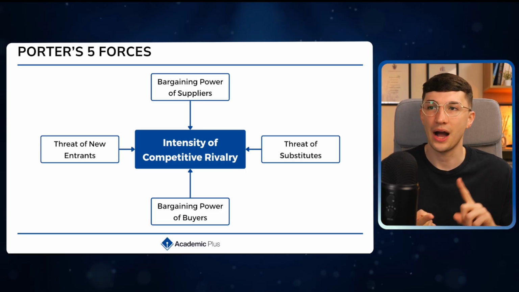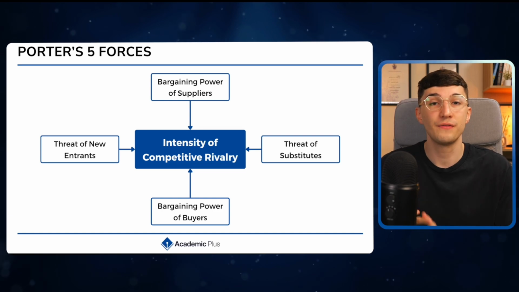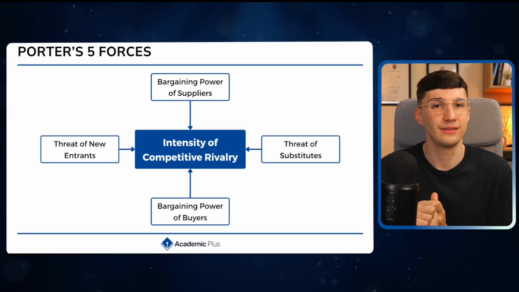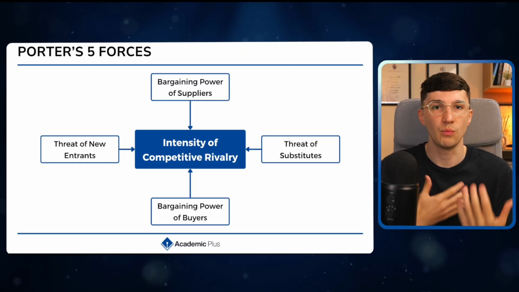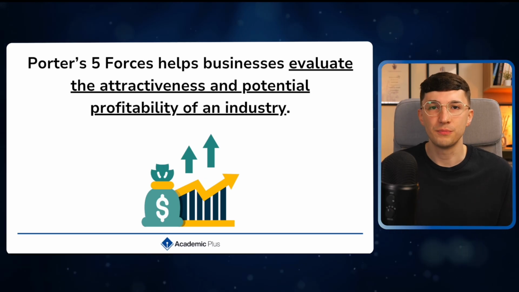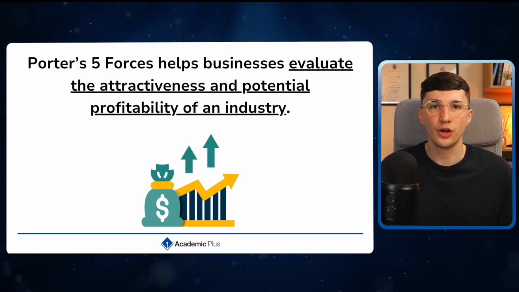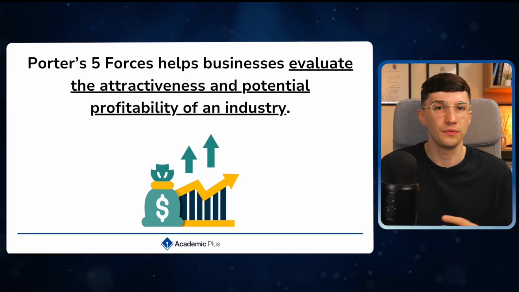We have the bargaining power of suppliers, the bargaining power of buyers, we have the threat of substitutes, threat of new entrants, and the intensity of competitive rivalry. We will be going through every single one of these forces, seeing what they are and how it affects a business. But what Porter wanted to do with his model, he wanted to basically analyse, well, how attractive is an industry depending on how strong these forces are.